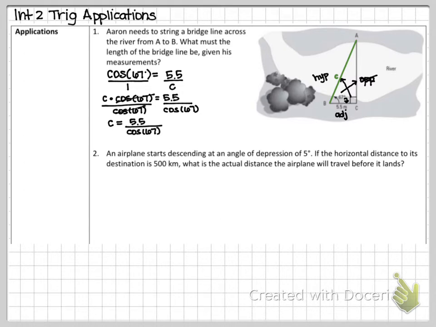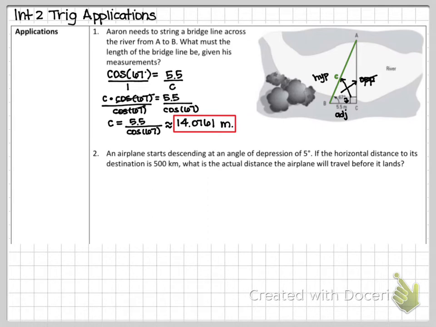But let's go ahead and get our approximate answer for that. I'm just going to type it into my calculator: 5.5 divided by cosine of 67. This approximation is going to be 14.0761. And I do see that this is identified as meters. So that is my answer for question number 1.